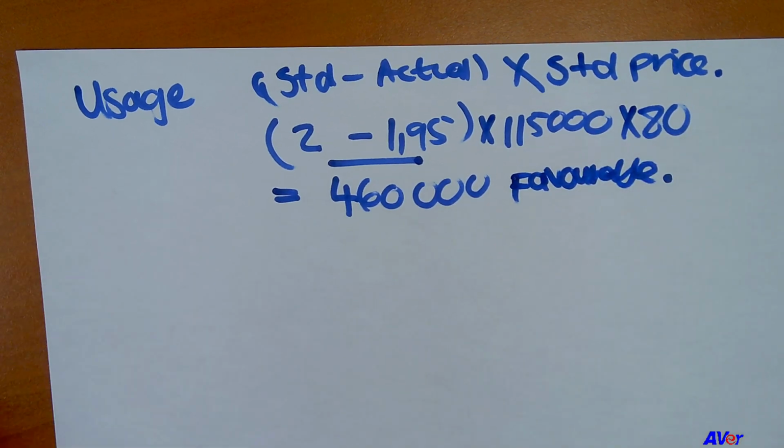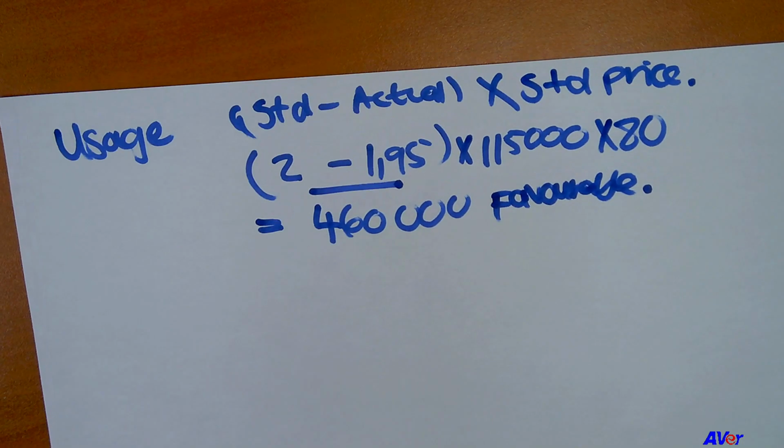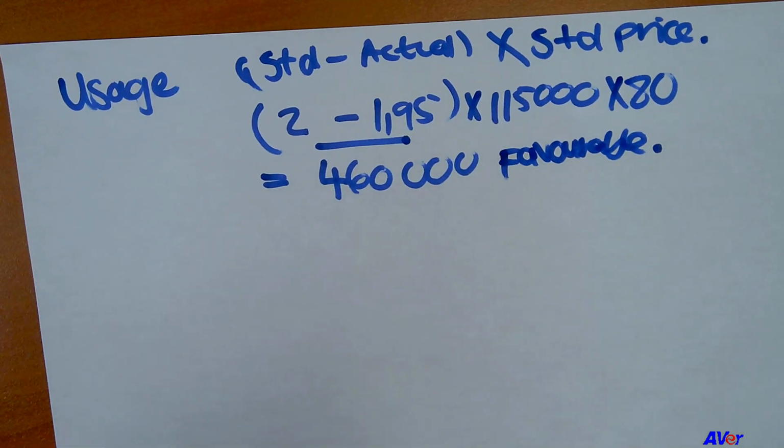So I'm not going to give you a mark if you just write for me 460. You need to say if it's favorable or unfavorable so that I know that you understand what you are doing, right? So you need to say to me, this is a favorable variance, this is an unfavorable variance. So that's where we'll end.